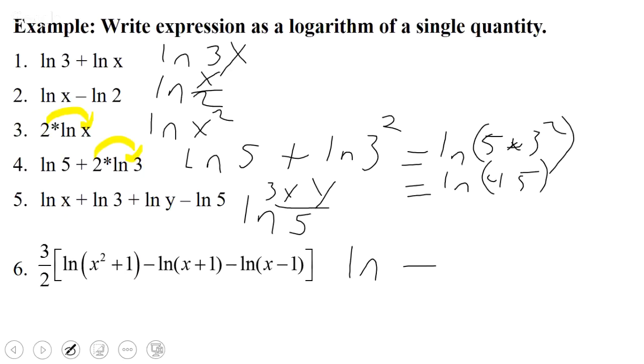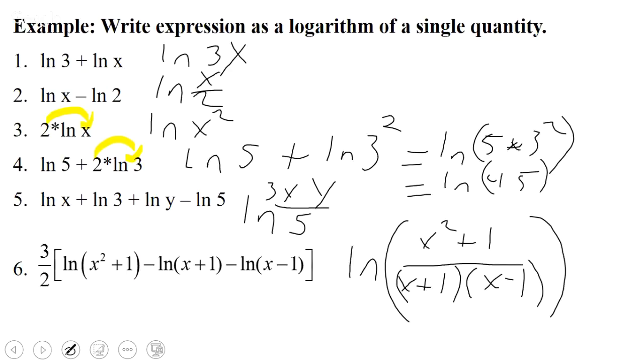So ln, I have a big fraction. So I have x squared plus 1 is positive, it goes on top. I have x plus 1, negative, it goes in the bottom. x minus 1 also goes in the bottom. Now I can deal with that 3 halves out front. That just means that this whole thing is raised to the 3 halves power. All that means. See, pretty much one big step.